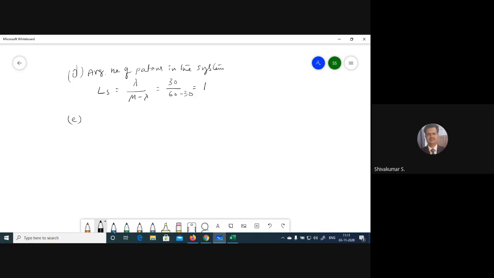Next, E. That is average waiting time of parts in the queue. Okay, average waiting time in the queue. That is WQ. I told you, WQ is equals to lambda by mu into mu minus lambda. Substitute the values: 30 by 60 into 60 minus 30. So you are going to get 1 by 60. Then you can say 1 minute.